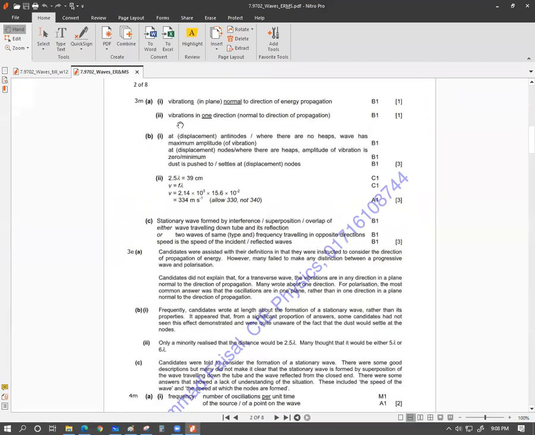Here is a mark scheme. Vibrations in one direction. So this one word is the main key part that the examiners are looking for. You can write vibration is in one direction, or you can write the vibration of the light waves are in one direction, or single direction. Single is also okay. And normal to the direction of the propagation is optional. You can write this or not write this, but only writing this will not score the mark. You have to specify this thing.